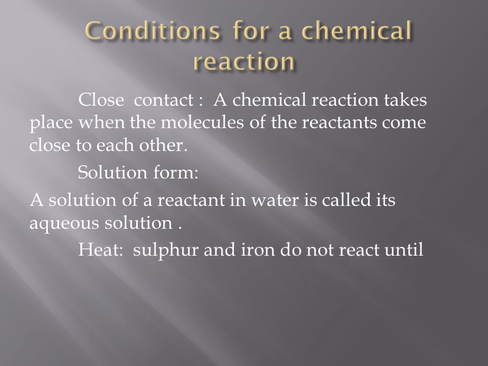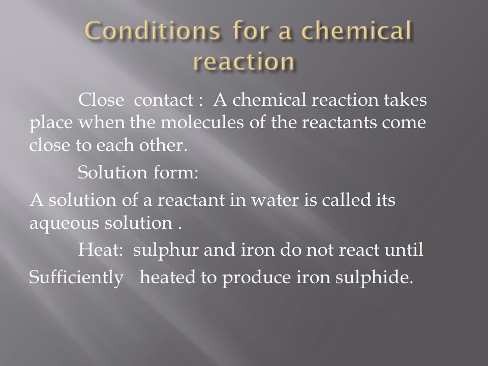Next one is heat. Some chemical reactions occur only when the reactants are heated. For example, iron and sulfur react together to form iron sulfide only when these substances are heated. Sulfur and iron do not react until sufficiently heated to produce iron sulfide. When you simply mix iron and sulfur, there will be no reaction. But when you heat this mixture, then iron combines with sulfur and forms iron sulfide.